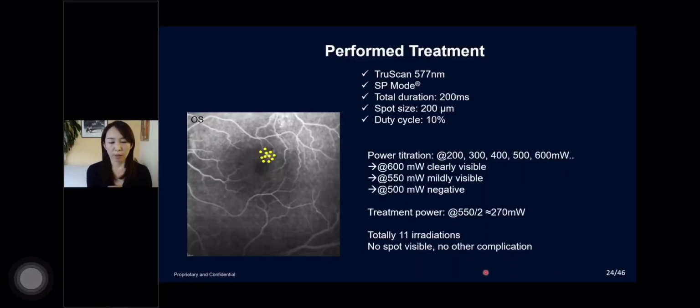Divided by 2 is 270 milliwatts. This is my treatment power. With this power and the other conditions, for example total duration and duty cycle, everything the same, treatment was performed. For this patient, as you can see here with the yellow spots, a total of 11 irradiations were given around the leaking point. During irradiation, no spot was visible and no complications were seen.